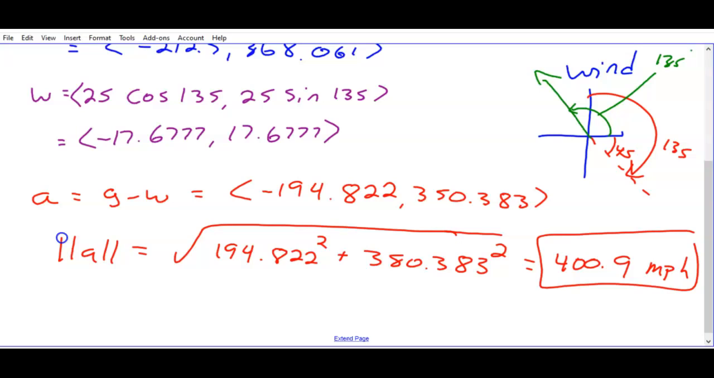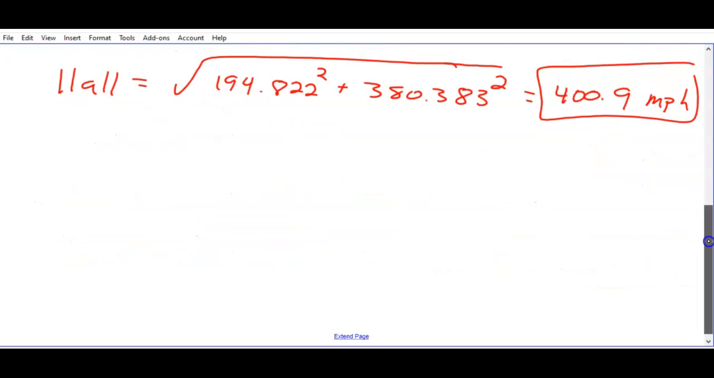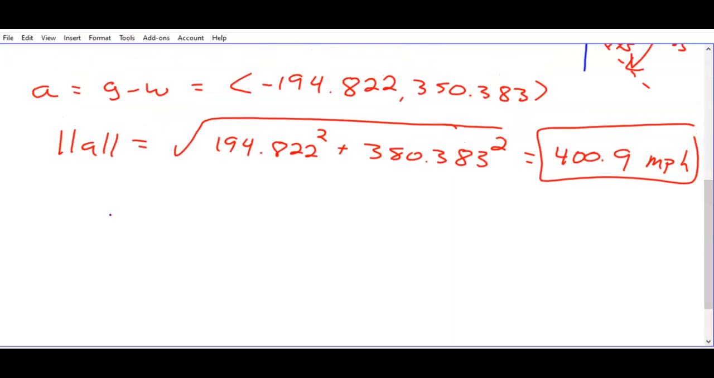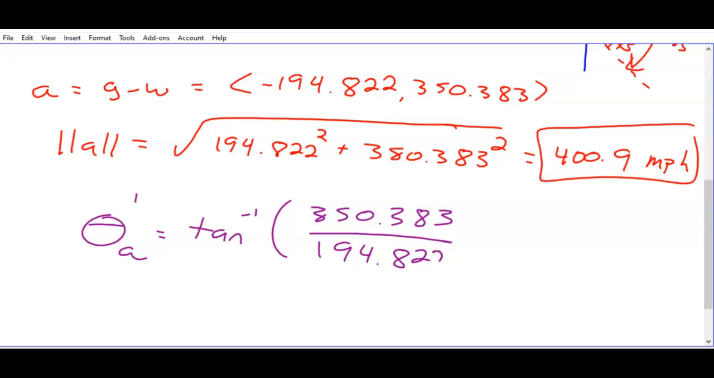And now let's get our direction. This is the trickier one. If I'm going to find my direction, first of all, I don't think it's too terribly tricky finding the angle theta prime of where I'm aiming: inverse tangent, y over x, 350.383 over 194.822. I'll drop that negative also. And that gives me 60.9. Now for the trickier part.